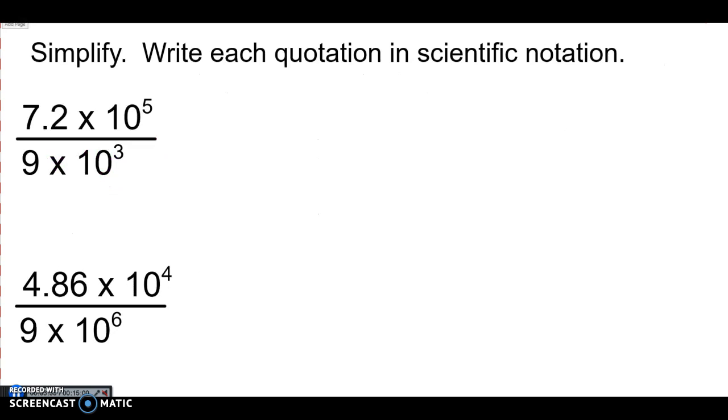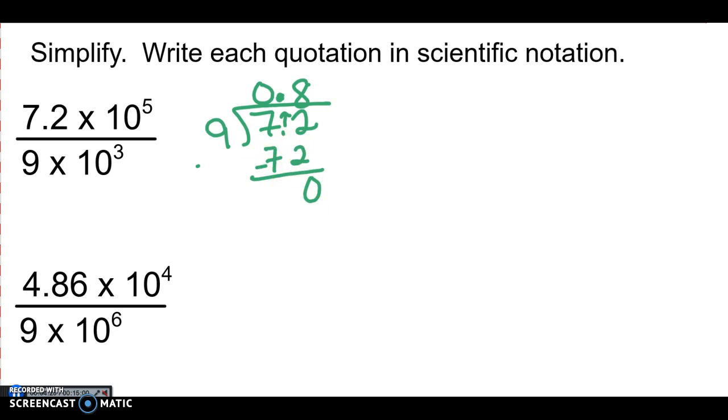So I have 7.2 times 10 to the 9th divided by 9 times 10 to the 3rd. I'm going to take 7.2 first, and I'm dividing it by 9. I don't have any decimal points I have to worry about, so I'm just going to put my decimal point there. I'm just moving it up, and I'm going to divide. 9 does not go into 7, but it does go into 72. 8 times 9 is 72. Subtract, you get 0. Pretty easy.